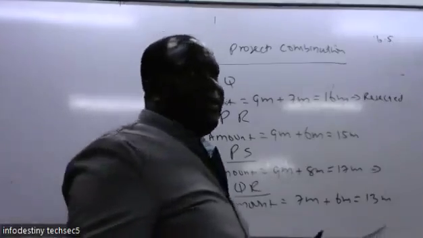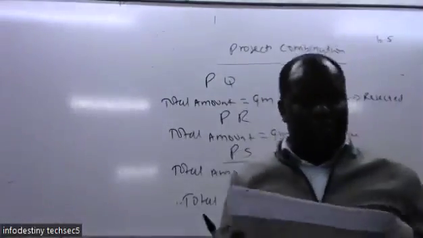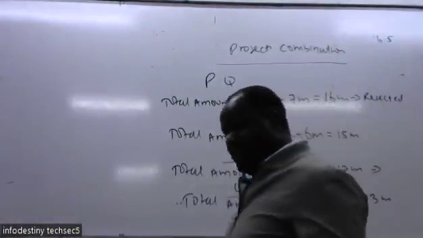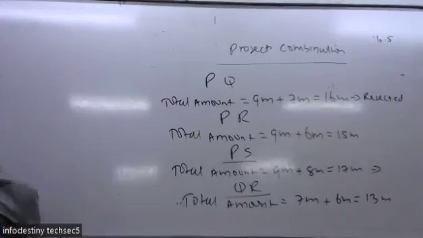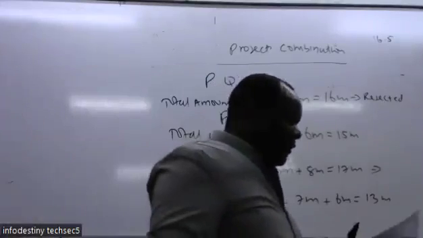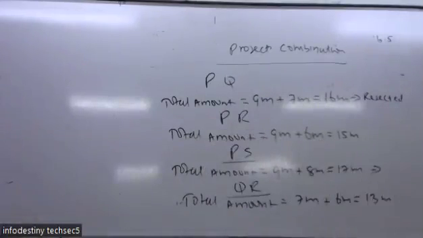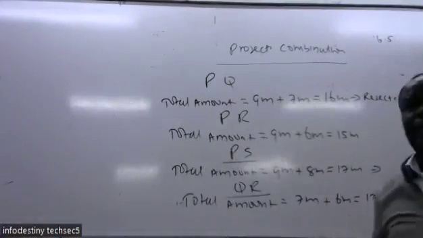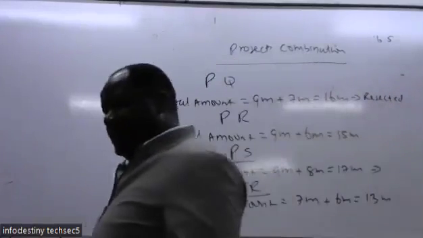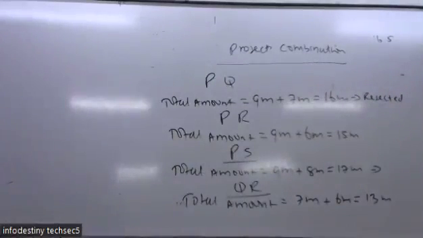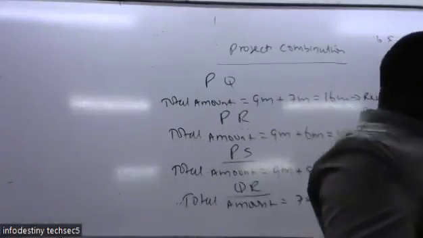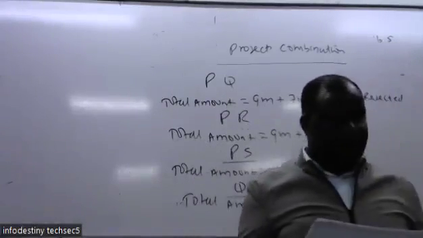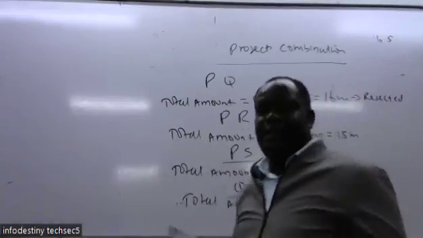The next combination is QS. QS total amount is 7 plus 8, which is 15. So QS will be accepted. Then the next one is RS. For RS, you take 6 plus 8, which is 14. So that one we accept.